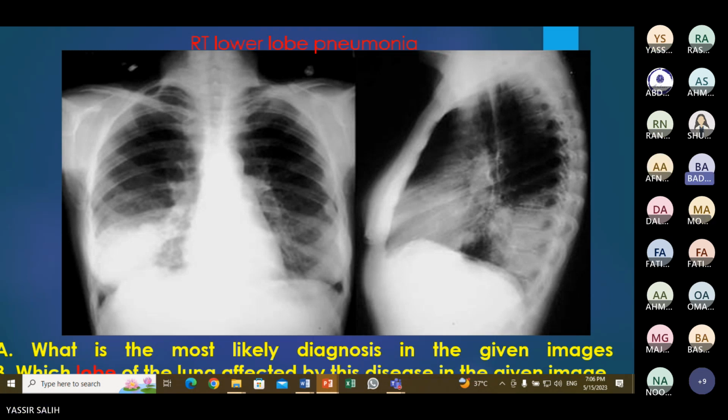Doctor, this is probably a lobar pneumonia. Yes, lobar pneumonia. Which lobe is involved by this lobar pneumonia? The inferior lobe. Right lower lobe. Why right lower? How to justify your answer?